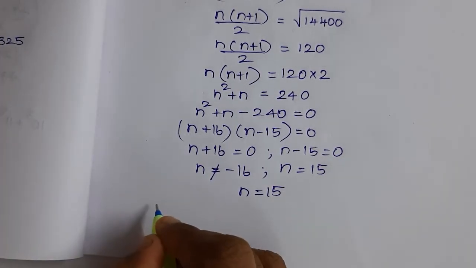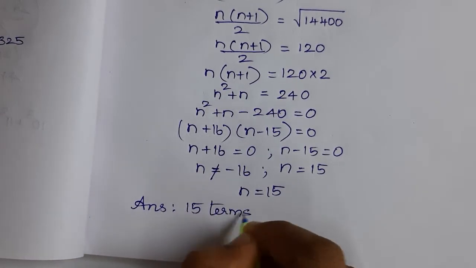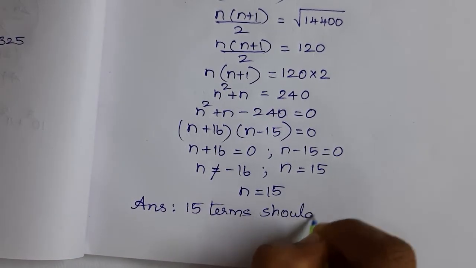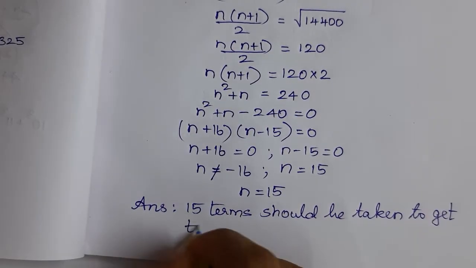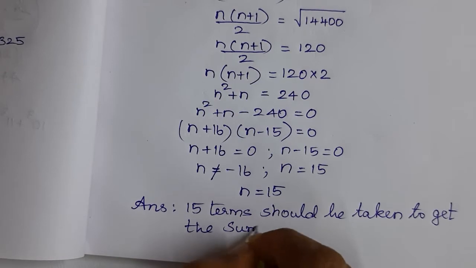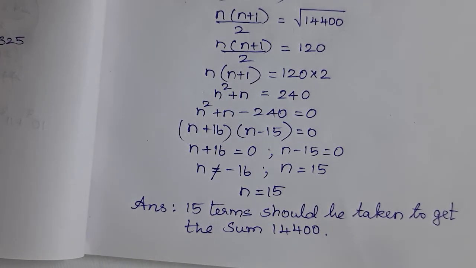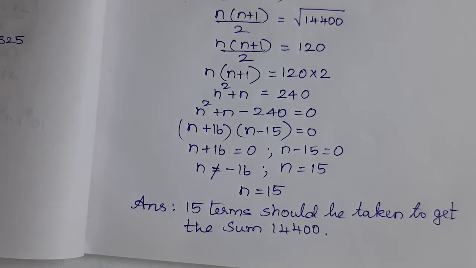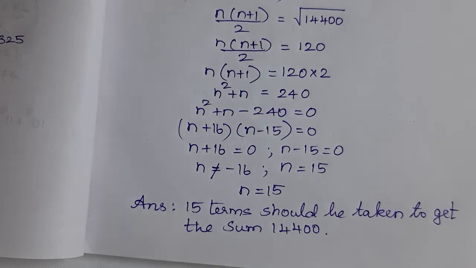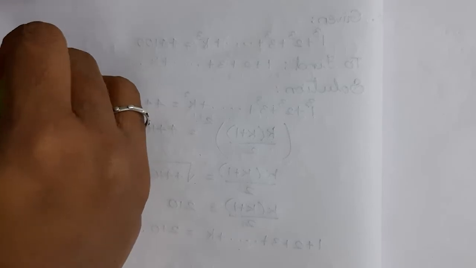So we'll write the answer, conclude the answer: 15 terms should be taken to get the sum 14,400. Since it's a word problem, we are just concluding it in words. 15 terms should be taken to get the sum of 14,400.